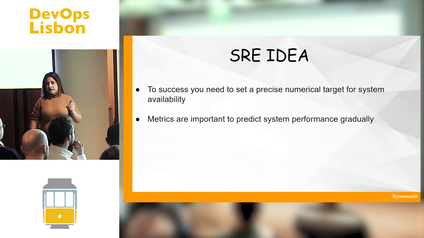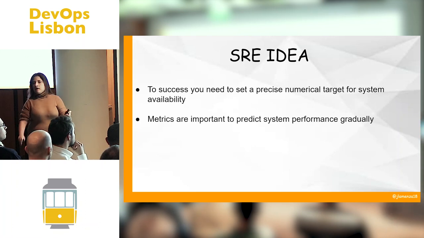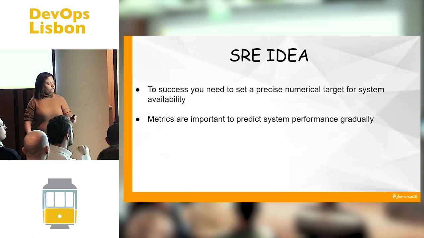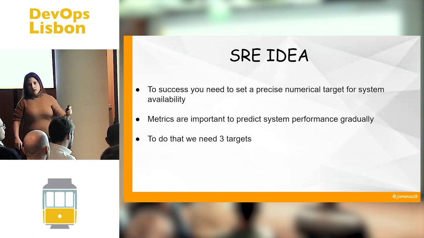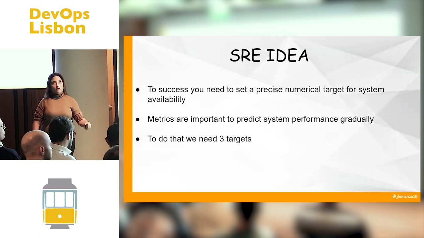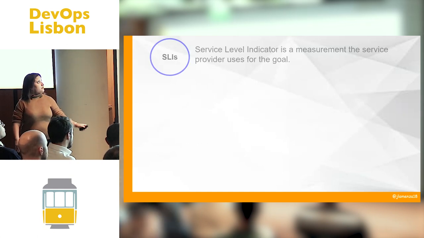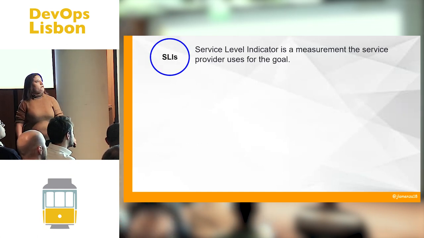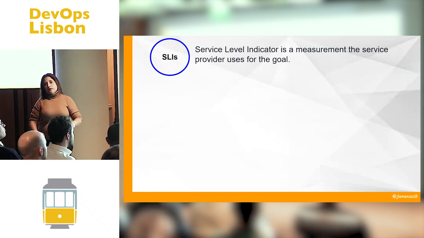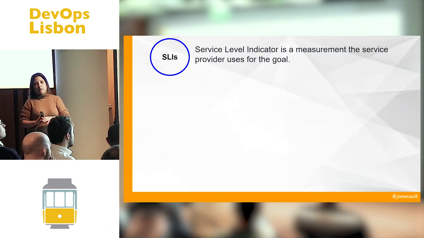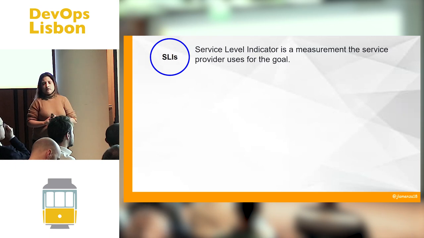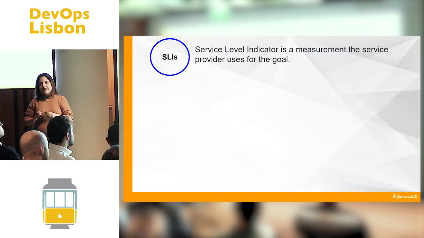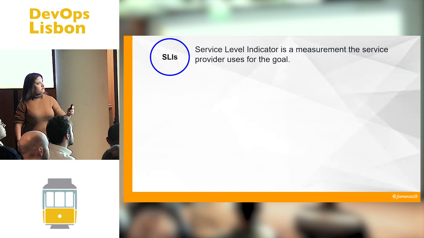So because of this, metrics are really important to predict performance and availability and so on. To do this, we really need mostly three important targets. That is the SLI, the service level indicator, a measurement that the service provider uses toward the goal. So you think about your goal, and then you pick a value for this, and then you have your SLO. It's not that simple, but let's pretend that it is.